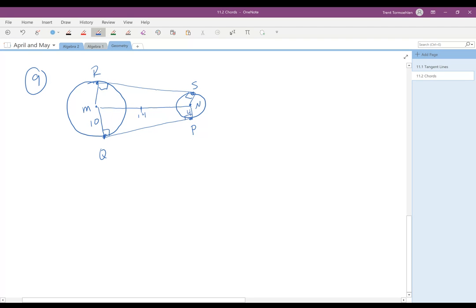which these two lines, RS and QP, are tangent at right angles. That's one of our theorems, that if you have a radius and it intersects a tangent line at a point on the circle, that angle is a right angle. And then we also know that these are radii, MQ and PN, and so that means that RM and SN are 4 and 10.